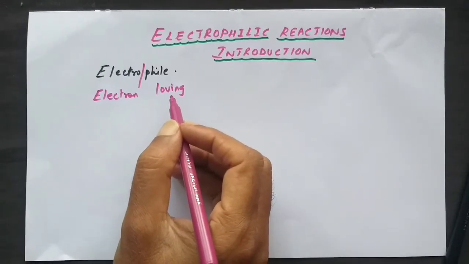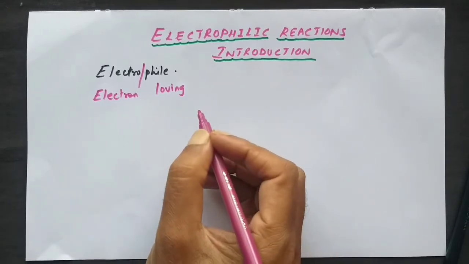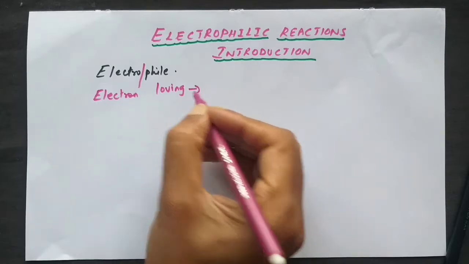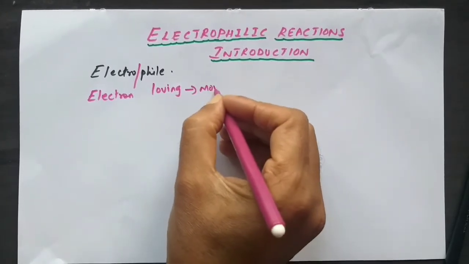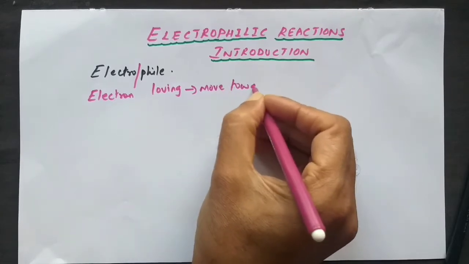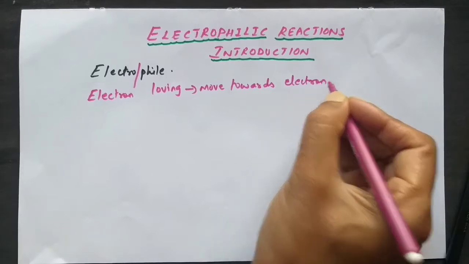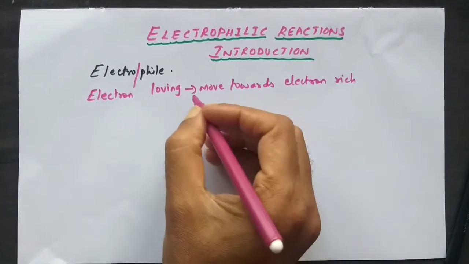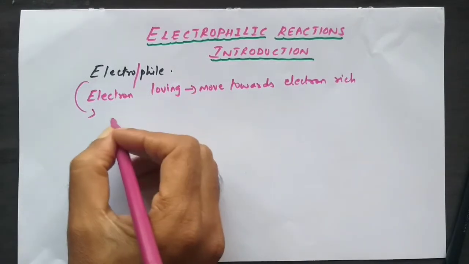So basically what happens is, electrons have negative charge, so an electron-loving species must have positive charge. Electron loving means they move towards the electron. So they move towards the electron rich area.